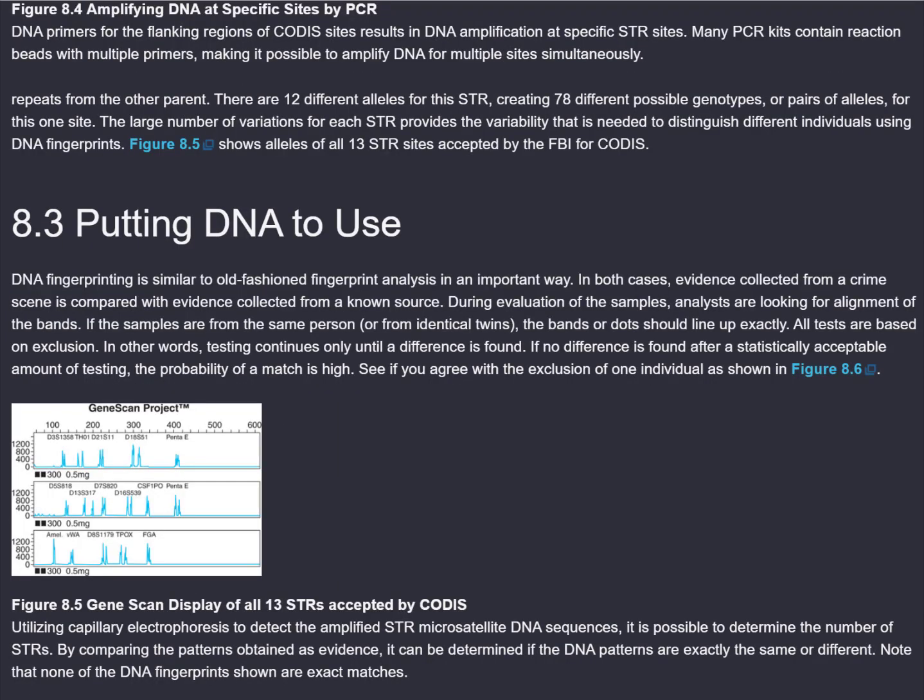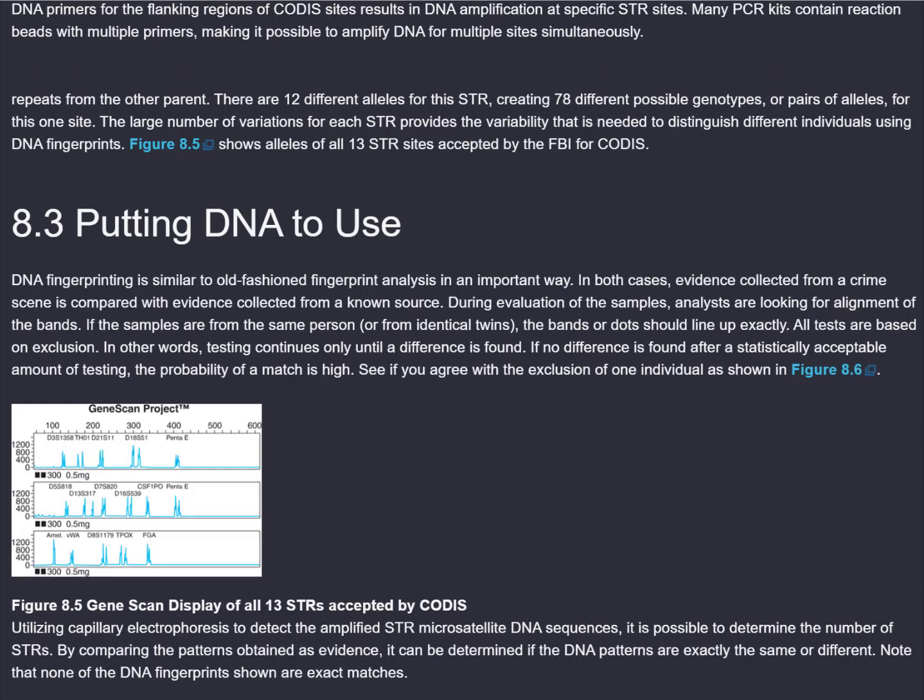Figure 8.4 Amplifying DNA at specific sites by PCR. DNA primers for the flanking regions of Cody's sites results in DNA amplification at specific STR sites. Many PCR kits contain reaction beads with multiple primers, making it possible to amplify DNA for multiple sites simultaneously.